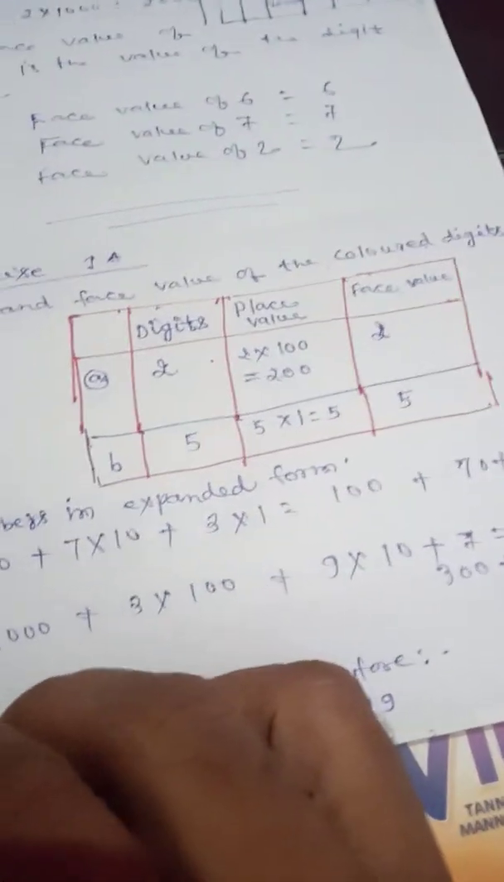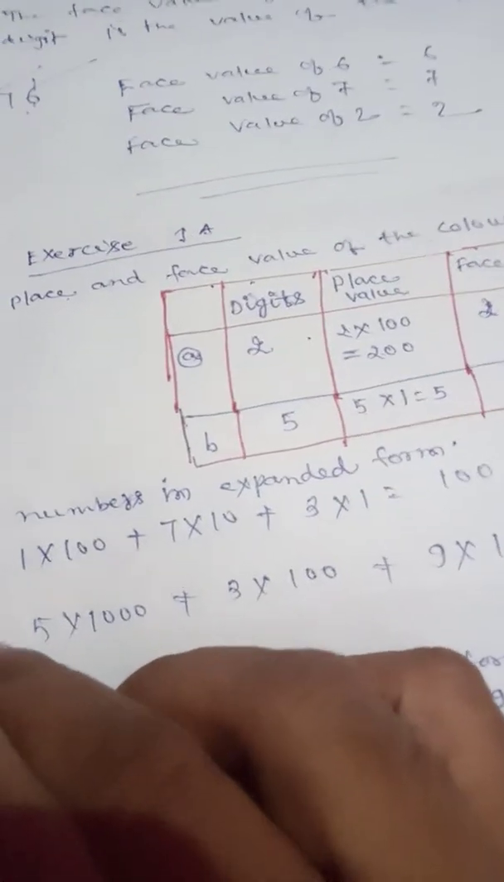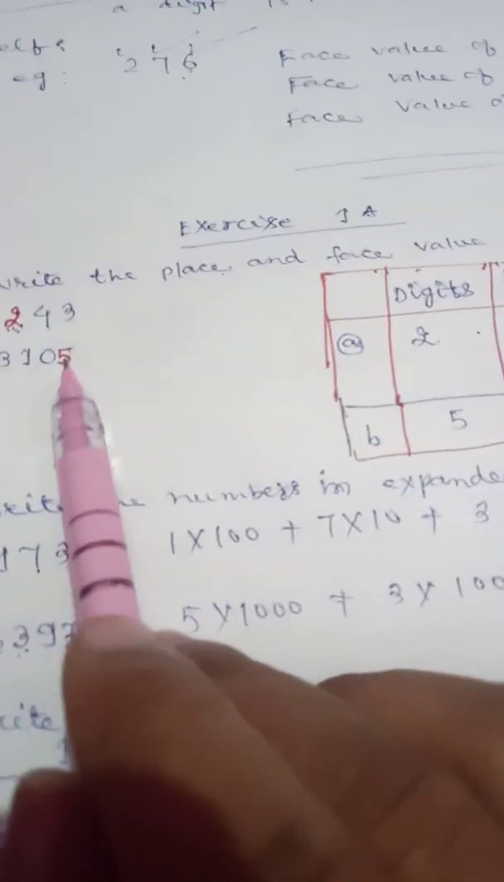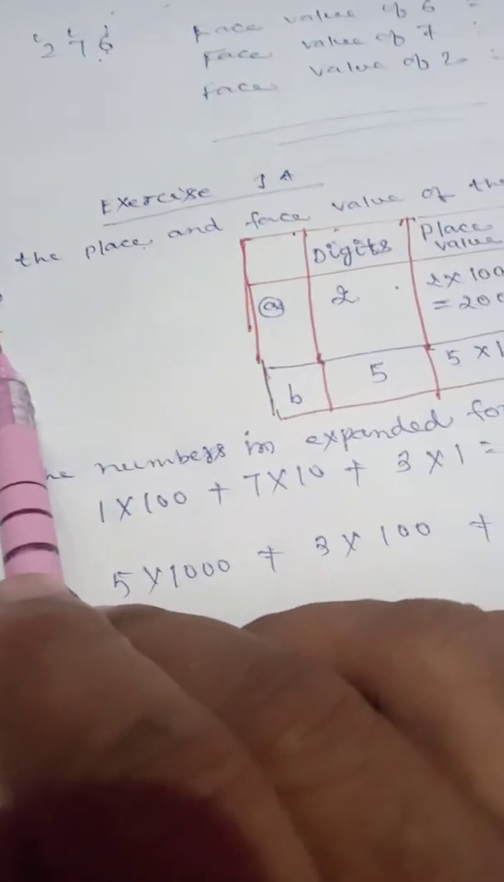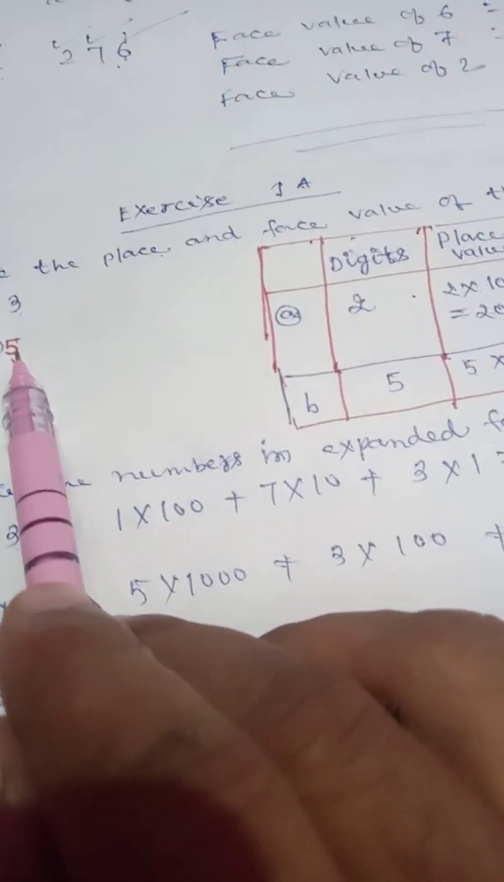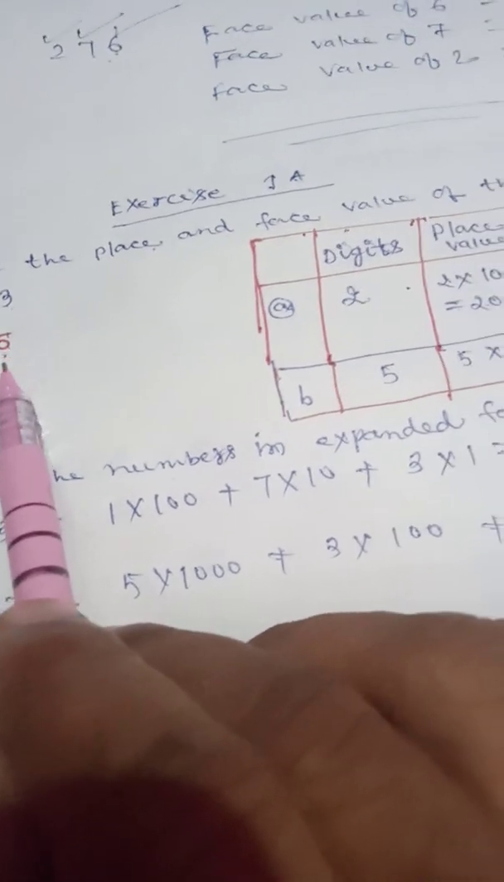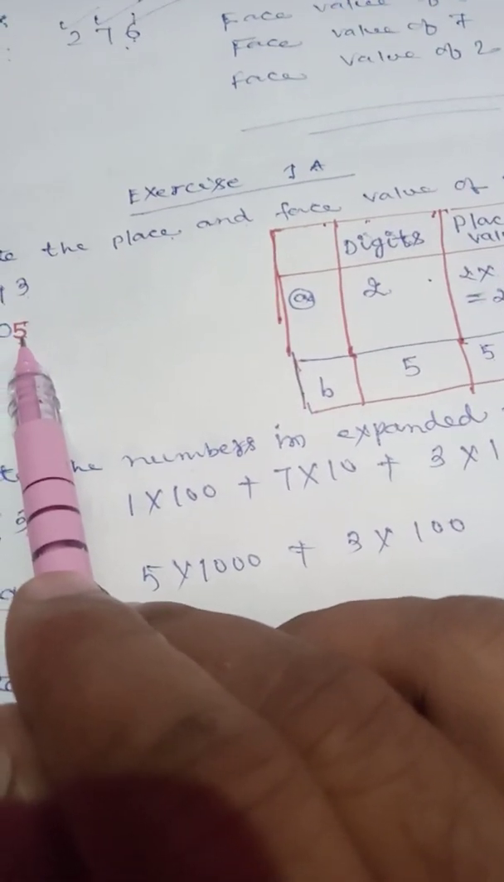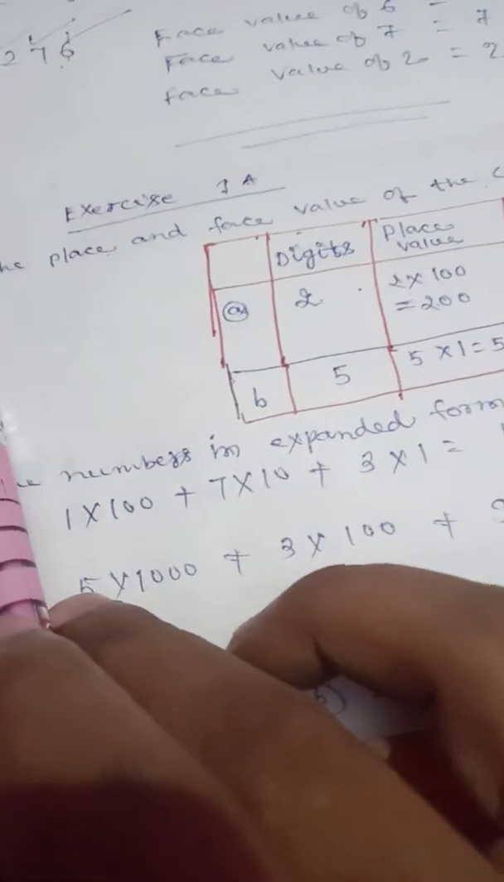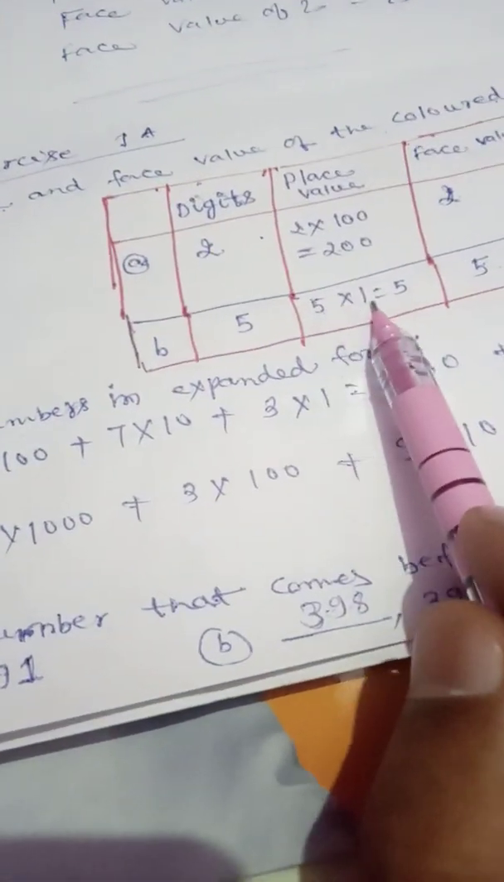See the second question. 3105. Since 5 is the colored digit and 5 is at the ones place, the face value of 5 is 5, while the place value of 5 is 5 into 1, which is equal to 5.